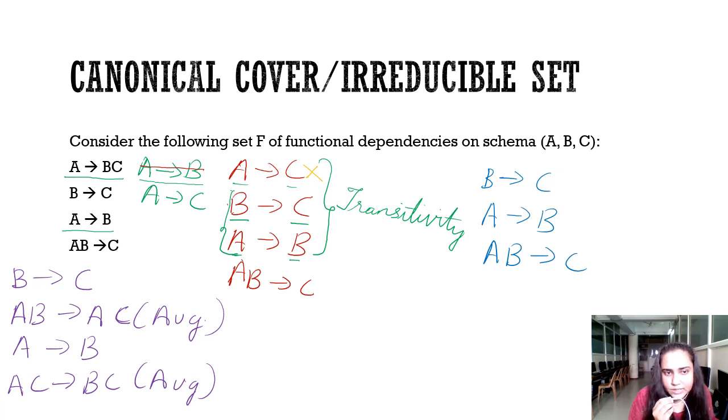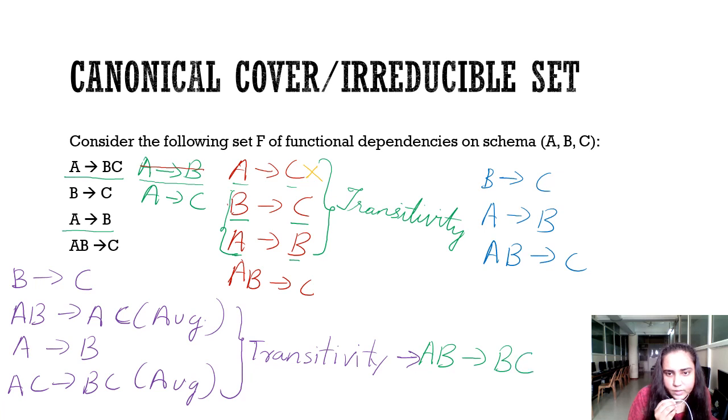So this leads me to something called transitivity. So using these two rules, I have again transitivity, and because of that, I can generate, in this case, AB determines BC. And then obviously I can decompose this to be AB determines C. So this is a decomposition. I'm not going to write the full thing. Okay, so this is a decomposition.